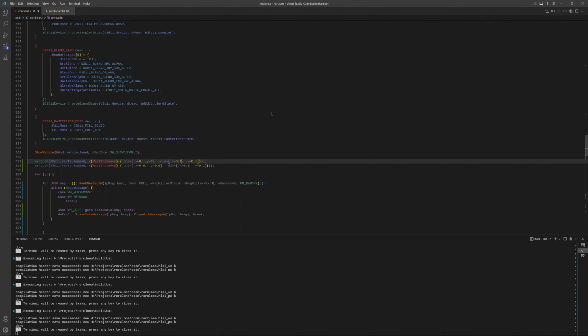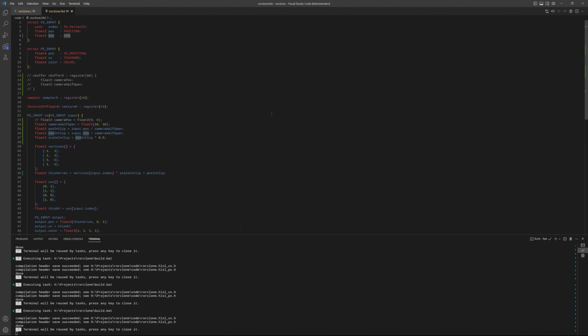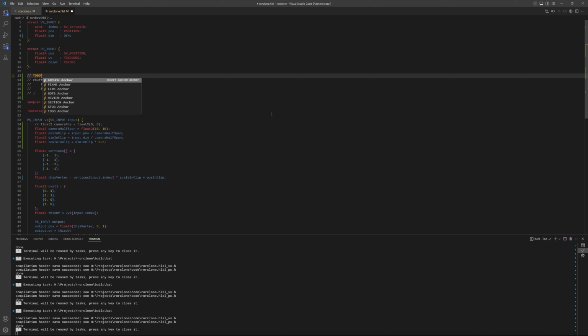Okay, these are the dimensions. Okay, so I'm saying that the camera is seeing 10 units each way. Set this up.